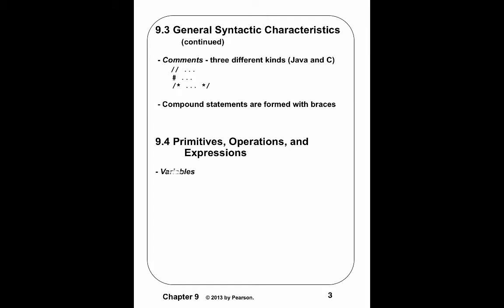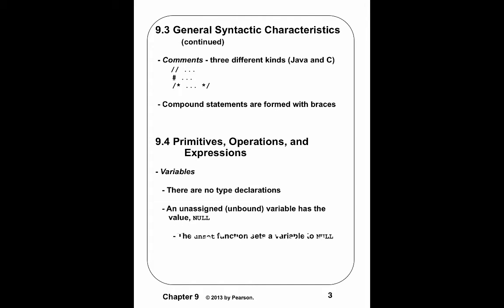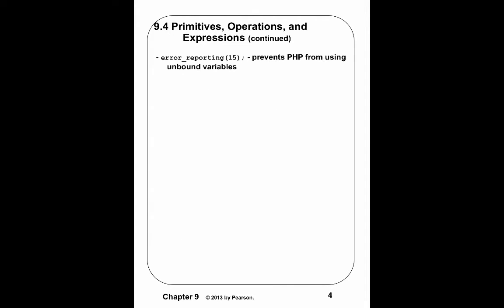There are primitive expressions as well, operations, and you have null, just like you have in Java, and there's an unset function, a special PHP function that sets a variable to the null value. There is an isset function to determine whether a value has been assigned to a variable, or if no value has been assigned, the value is null.